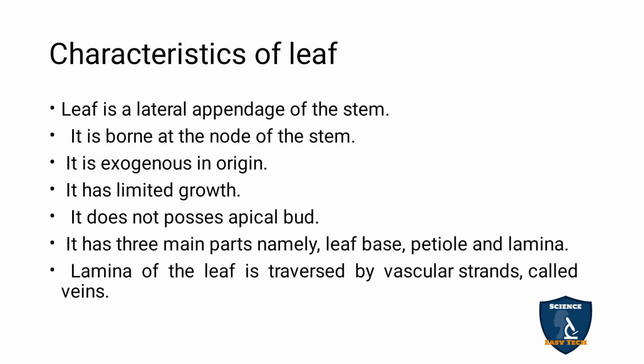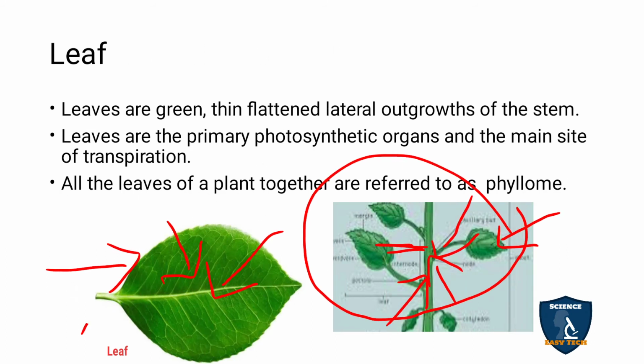It has three main parts. This portion is called the leaf base, and this flattened portion is called the leaf lamina or leaf blade, and the stalk of the leaf is called the petiole. So it is made up of three parts. This is the stalk of the leaf, which is called the petiole, and this flattened portion is called the lamina, and the leaf base is where the leaf is attached to the stem.